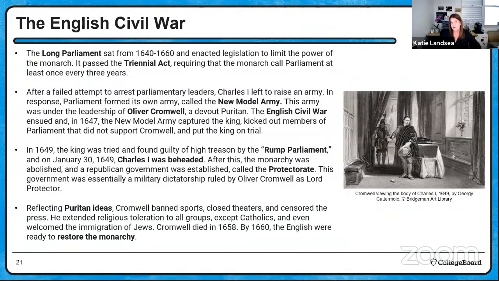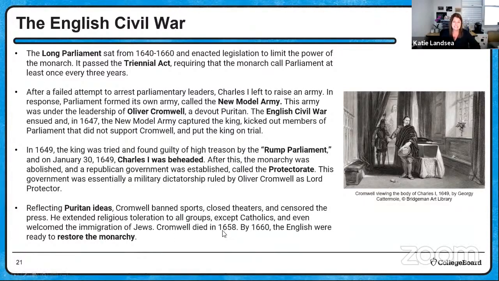If you remember yesterday when Todd was talking about Calvinists on our first video on Monday, he was talking about how strict that society is, and it's no different under Cromwell in England. He's banning sports, closing theaters, censoring the press. He does extend religious toleration to all the groups except for Catholics, and he welcomes the immigration of Jews.